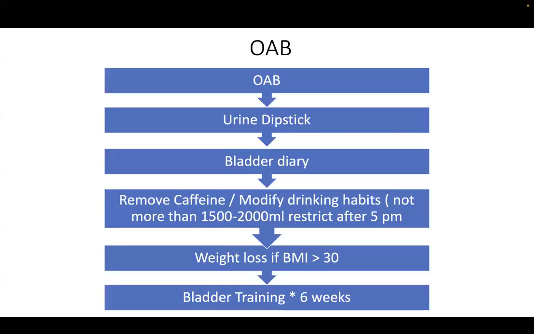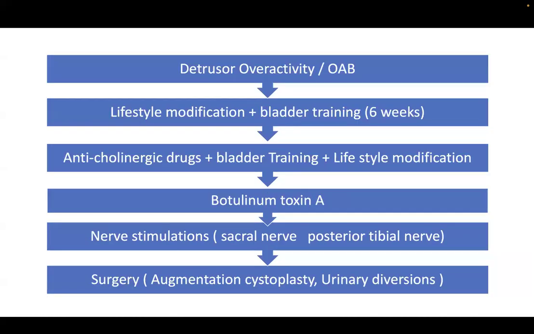So now we will summarize the management of OAB symptoms. First, we will do urine dipstick and bladder diary. Then after confirmation of the diagnosis, advise her to avoid caffeine, modify fluid intake, lose weight if BMI is more than 30, and bladder retraining for 6 weeks.